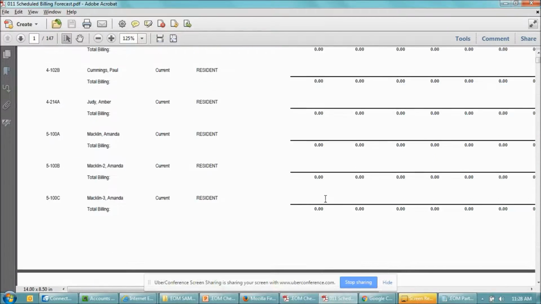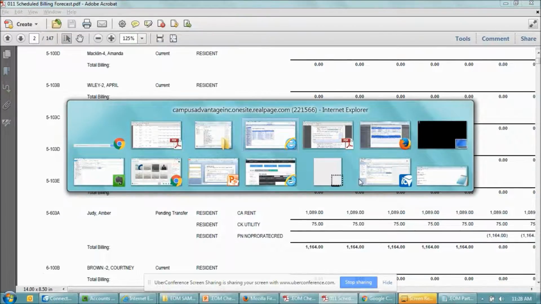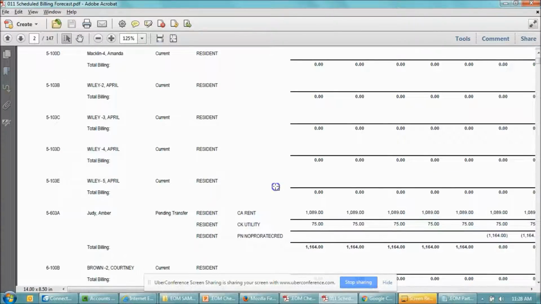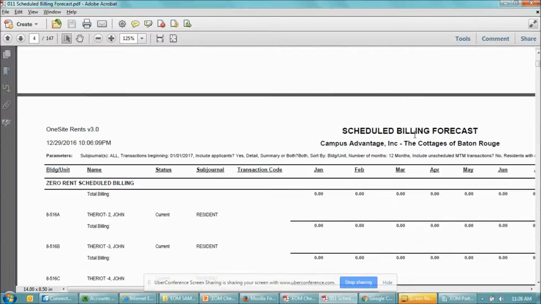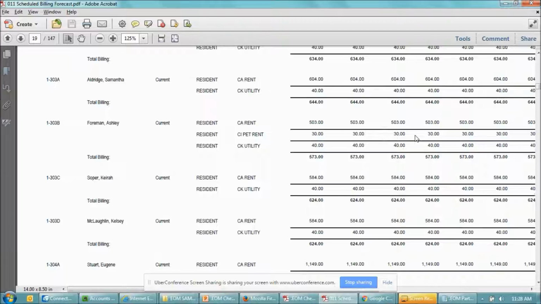And so go through the zeros first, make sure that there are valid reasons why there are zeros. And then in addition to that, you'll also want to confirm any additional charges for accuracy: rent, concessions, utility, furniture, and go through all those again. Make sure pet rents are what they should be. I'm sorry for the flashy flashes there. Make sure utility is $40 if that's what it is, $30 for pet rent. So give it a good hearty once-over, as I say.